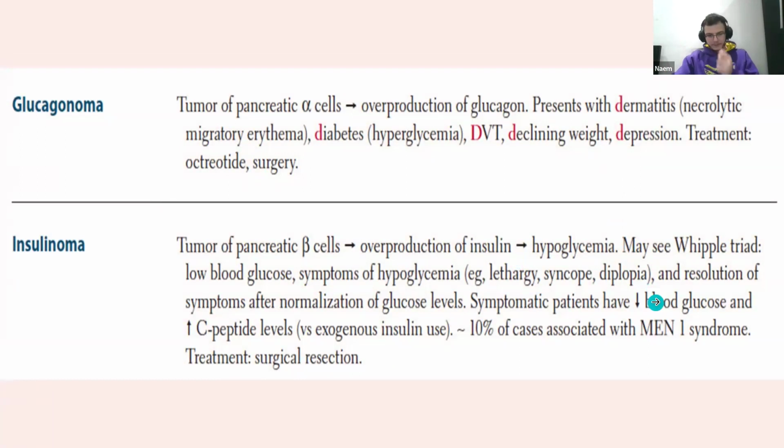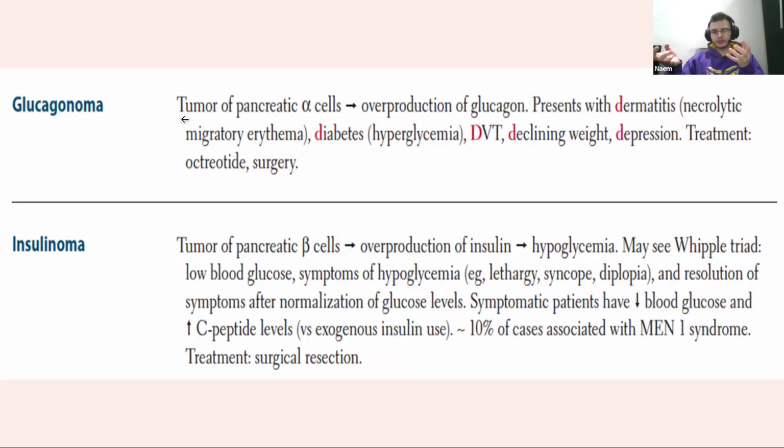Again, these two concepts, I don't know if they are actually important, but the doctor went over them, so I'm just going to go over them. The first one is glucagonoma. Basically it's a tumor of the pancreatic alpha cells. If you remember, alpha cells in the pancreas produce glucagon, which is the opposite of insulin. So when you have a tumor there, logically, you're going to produce more glucagon than you should, right?